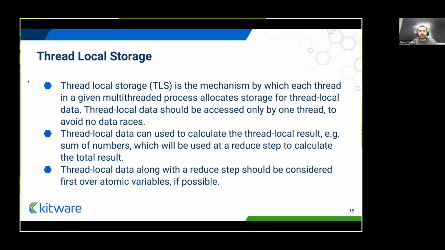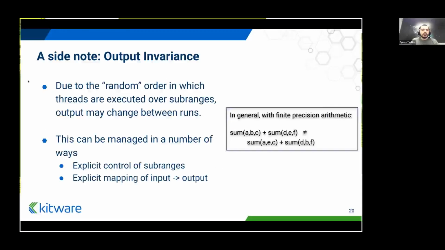And since we're going to talk about atomics later, you should most of the time consider using thread local approaches first rather than atomic approaches. As a side note, we should also take into account that when we try to sum an array of doubles with many threads, the result is not going to be the same at every iteration, because the order really matters when you're adding doubles. One way around it is to have explicit subranges or do a mapping of the input to the output.